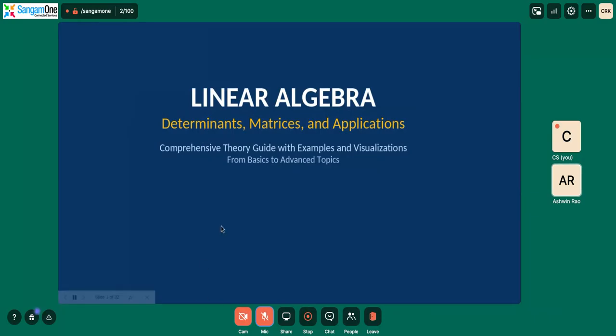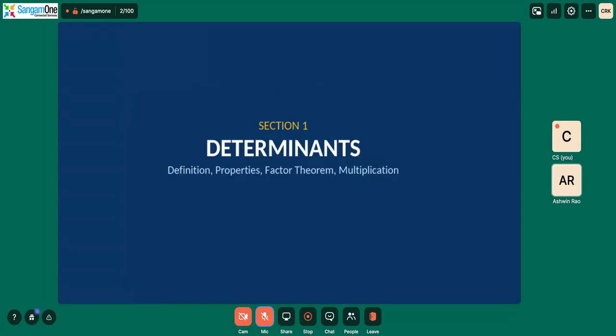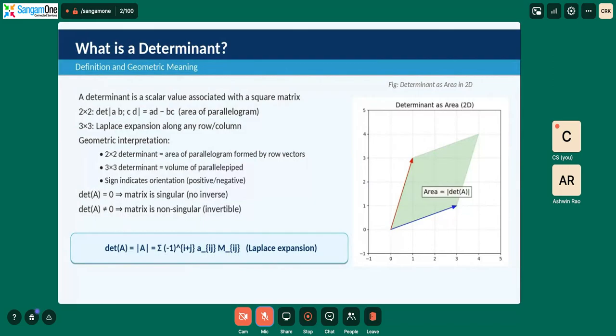Good morning, everyone. Today is the additional linear algebra class, basically solving the example problems based on the request of participants. So here are the formulas and different theorems and multiplications and properties you need to remember, and also the definition.